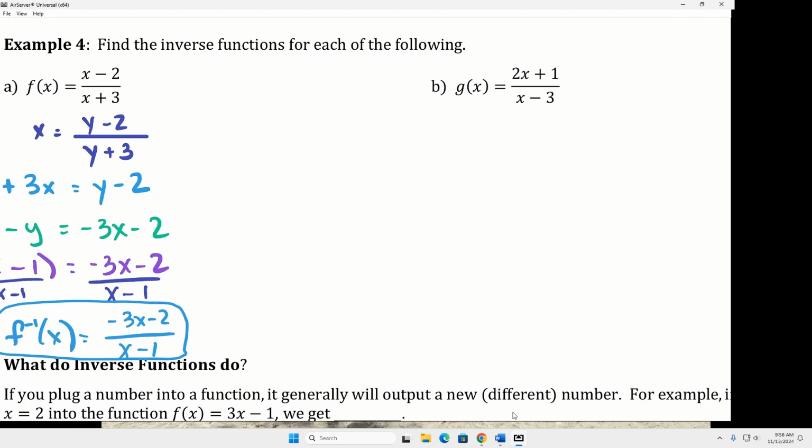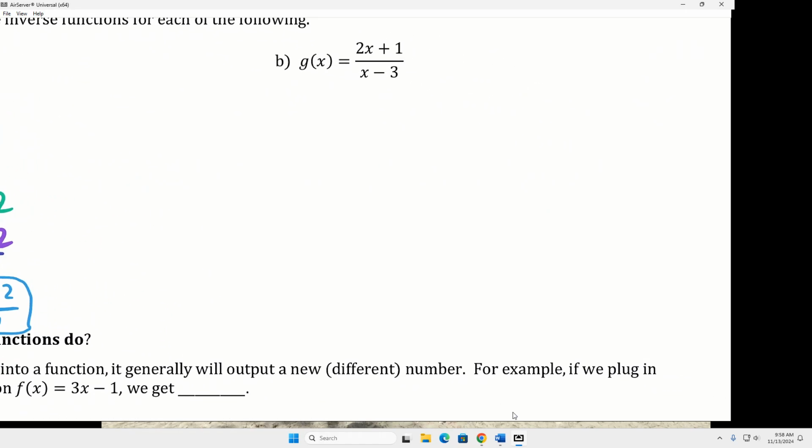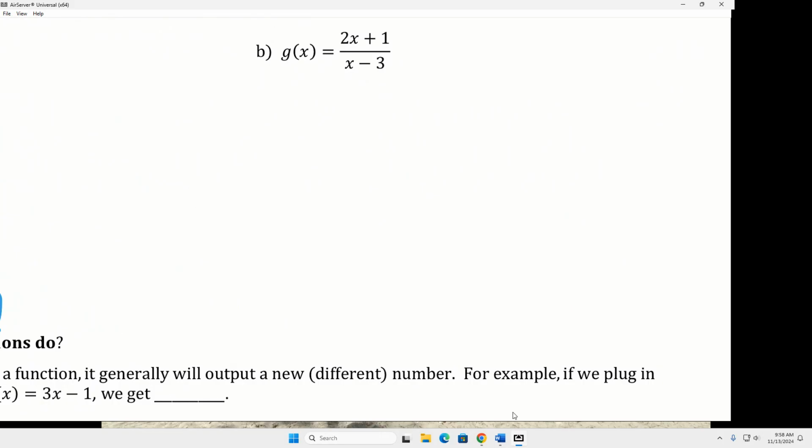All right, so you guys want to try B on your own? All right, I'll be working it up here silently so you can check as you go.